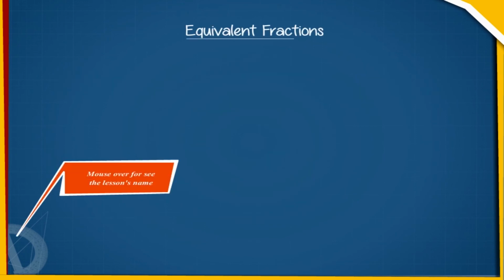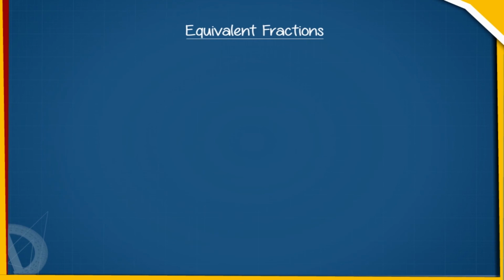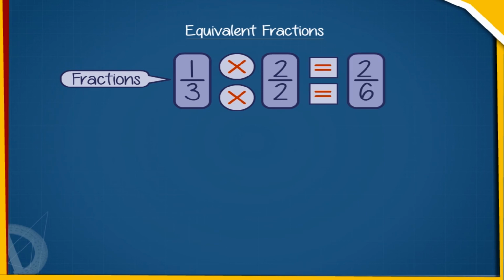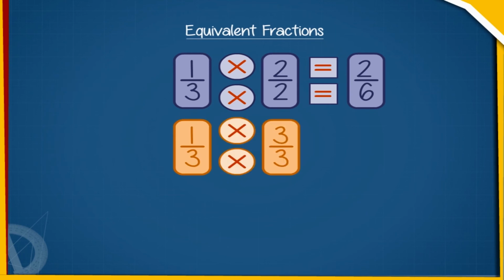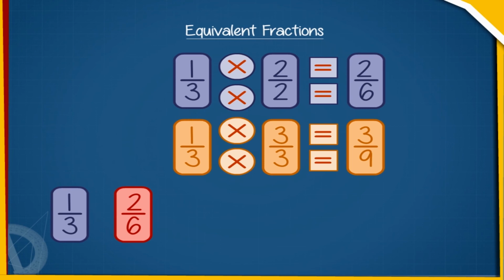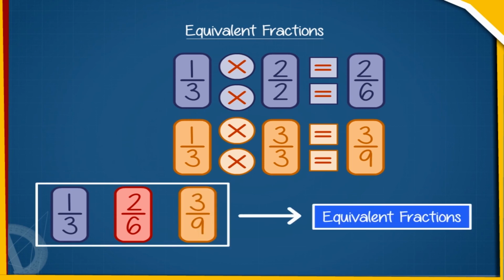Equivalent fractions. Here is a fraction 1 by 3. If we multiply the numerator and denominator by 2, we will get 2 by 6. Now, if we multiply 1 by 3 by 3, we will get 3 by 9. Here, 1 by 3, 2 by 6, and 3 by 9 are equivalent fractions because they have the same value.